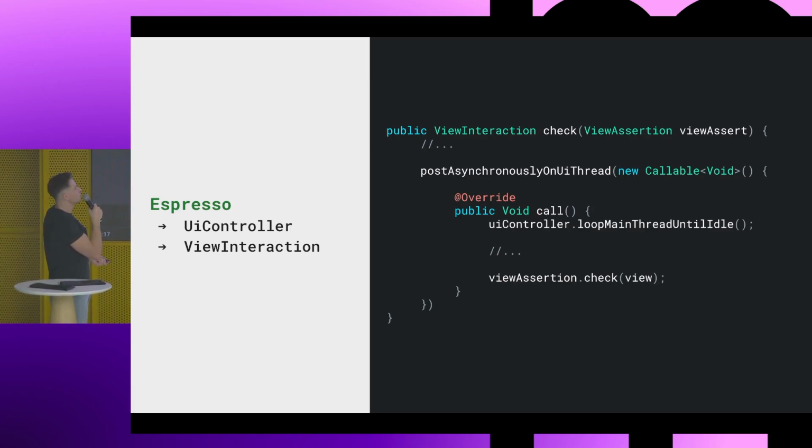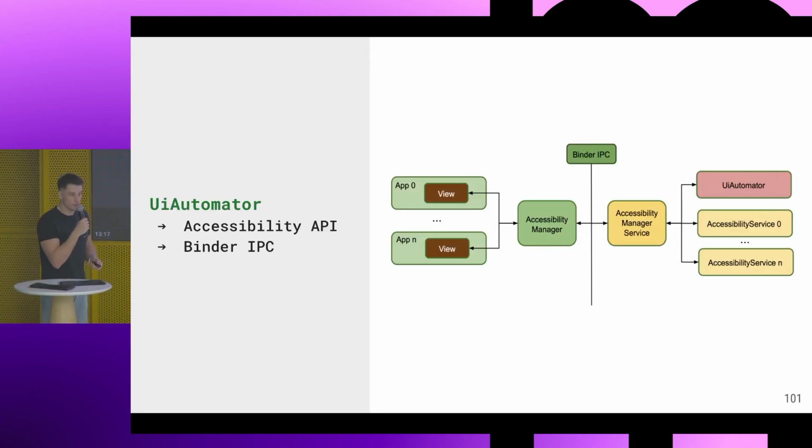Personally, as a user, we use a more high-level API called ViewInteraction. We post our view assertion. A new callable is created and posted on the main thread executor. And once it is called, we loop the main thread and then perform our assertion. So this approach makes Espresso tests way more stable than, for example, UI Automator.